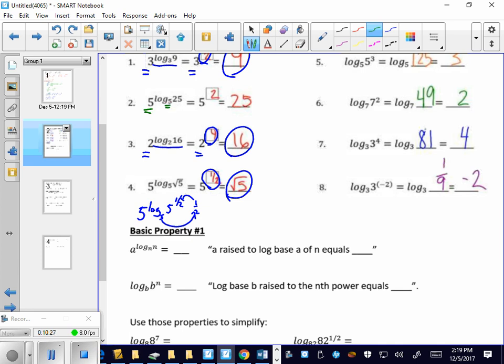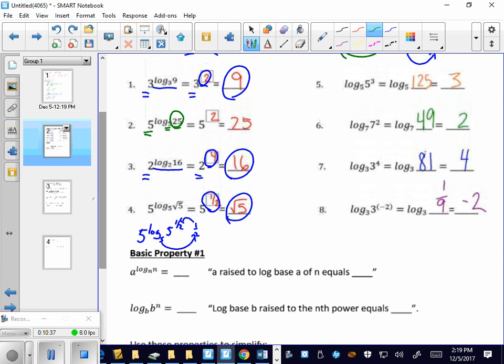I'm hoping what you're seeing here, and this is the shortcut, is that if the base is 5 and the base of my log is 5, my answer is the argument, and it works every time. The base is 3 up here in number 1. The base here of the log is 3, which I'm raising it to. The answer is the argument, the number, 9.